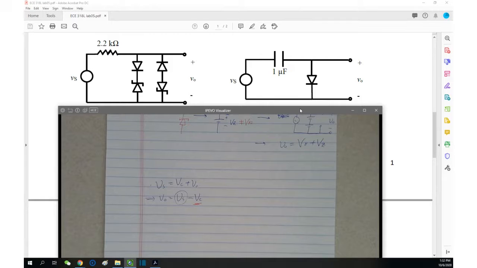Can anyone imagine what the VC, the voltage across the capacitor, is eventually? Connor, any idea? Vs minus Vg. What is Vg then? V gamma. Nope, not quite. Close.